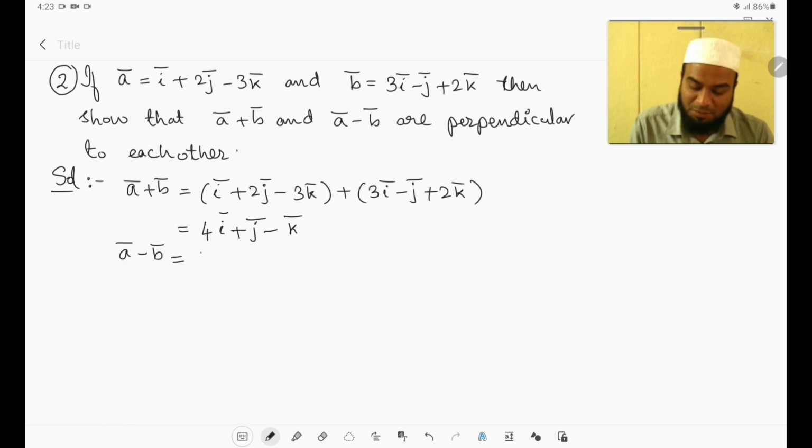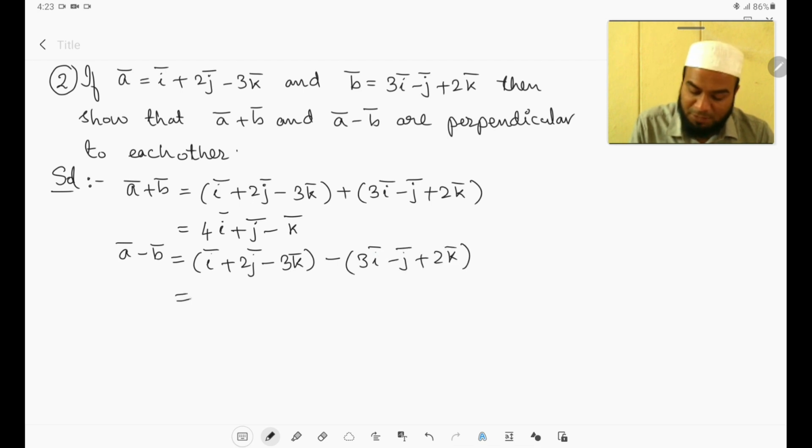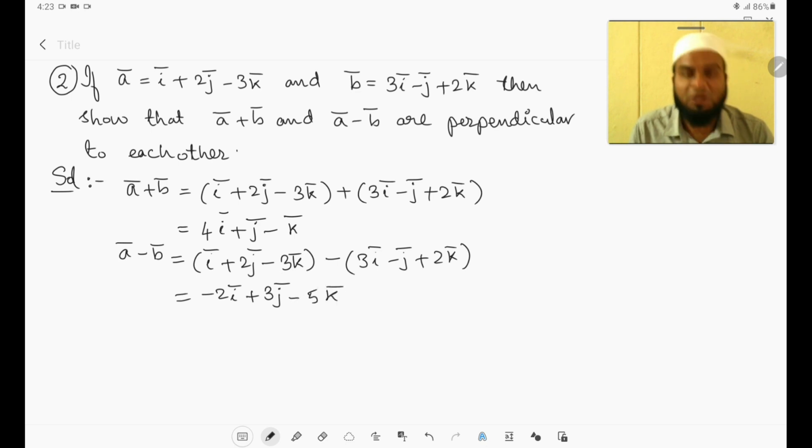Similarly, a bar minus b bar is given by i bar plus 2j bar minus 3k bar minus b bar. b bar is 3i bar minus j bar plus 2k bar. So simplify this. i bar minus 3i bar is minus 2i bar, plus 2j bar plus j bar is 3j bar, and minus 3 minus 2 is minus 5k bar. Right? We got a bar plus b bar, and also we got a bar minus b bar.